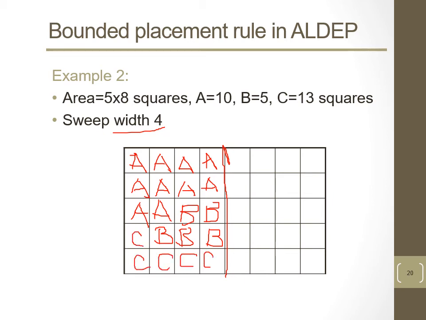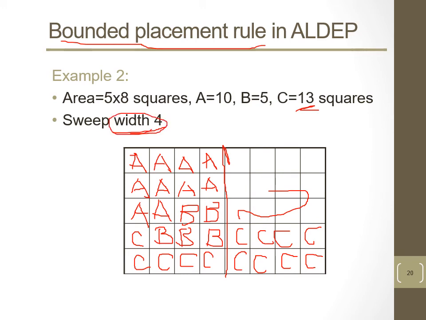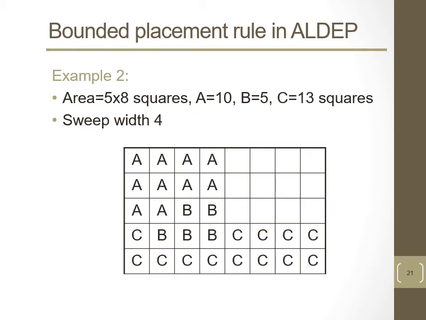In this way we continue, we pass to the next lane, and when we are at the end, we will continue here and allocate 13 such C's. Okay, this is the solution. Of course, you will continue until you allocate all 13 squares. This is the solution of ALDEP or bounded placement with a sweep width of 4. You see how the layout changes with the change of the sweep width. This is the final layout with the sweep width of 4.